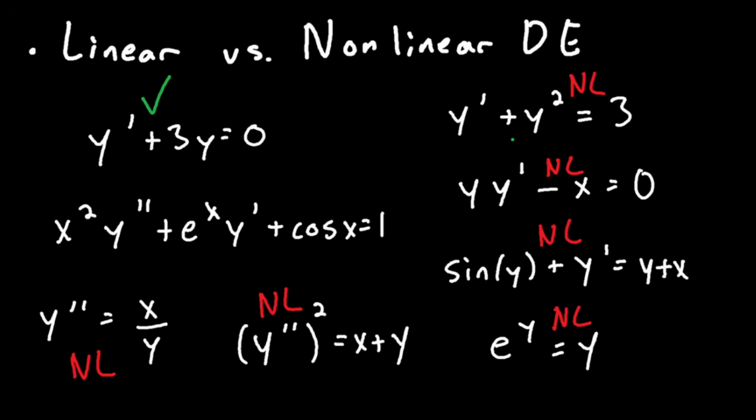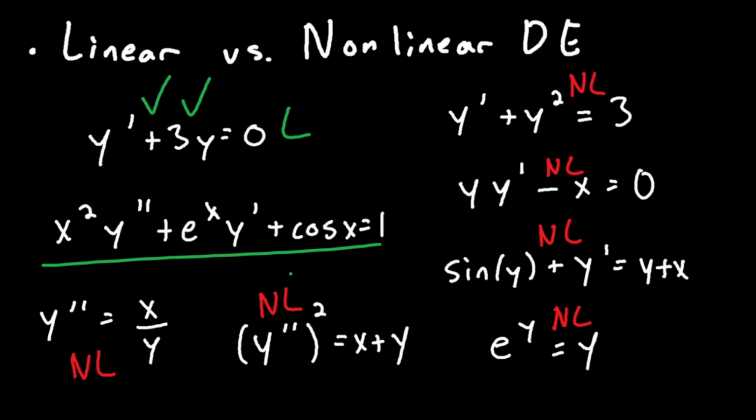Okay, how about the second condition? Everything to the first power. Well, this first derivative is to the first power. Oh, phew. This first derivative is to the first power. So, plus 3y. Y right here is also to the first power. You don't see a square, you don't see a cubed here. So this guy right here meets both the big conditions of linearity. So this right here is linear.